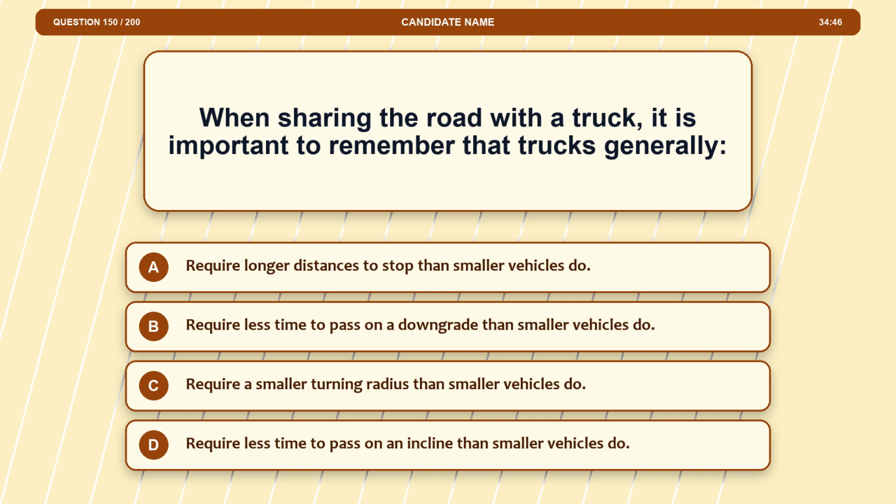When sharing the road with a truck, it is important to remember that trucks generally: Option A, require longer distances to stop than smaller vehicles do. Option B, require less time to pass on a downgrade than smaller vehicles do. Option C, require a smaller turning radius than smaller vehicles do. Option D, require less time to pass on an incline than smaller vehicles do.